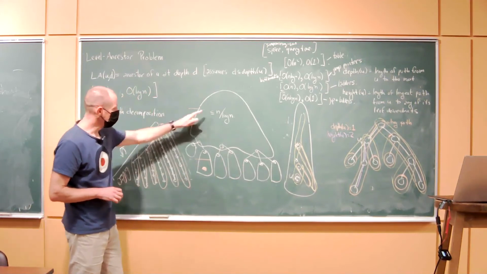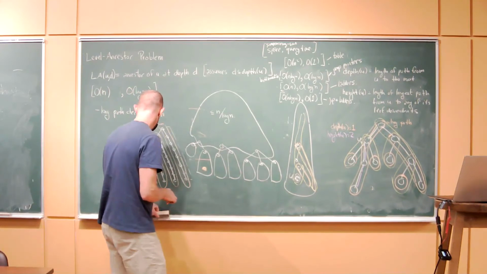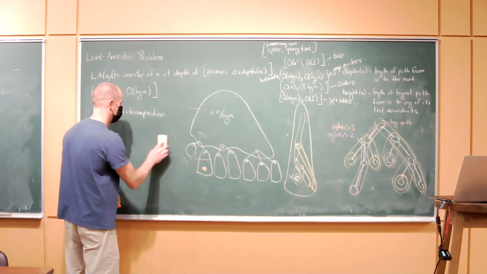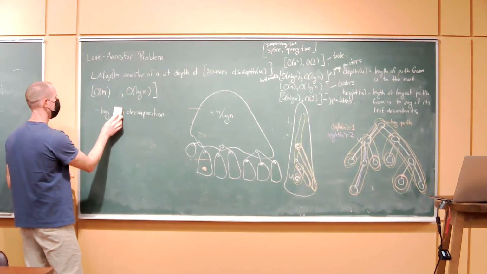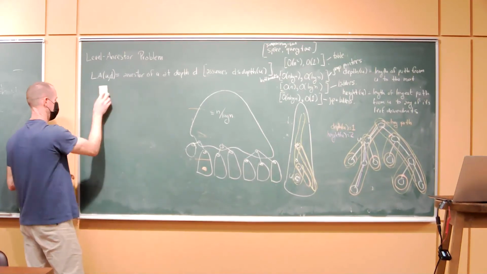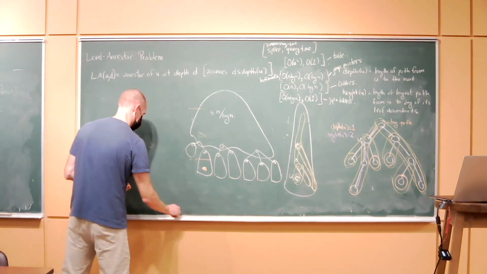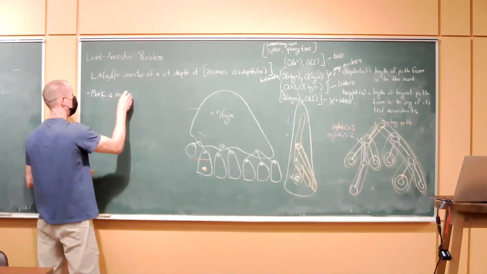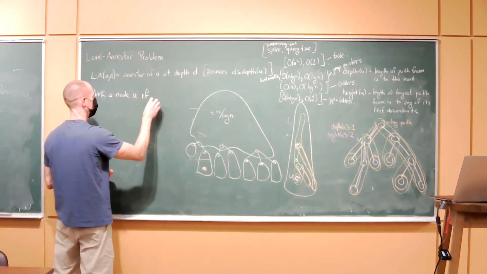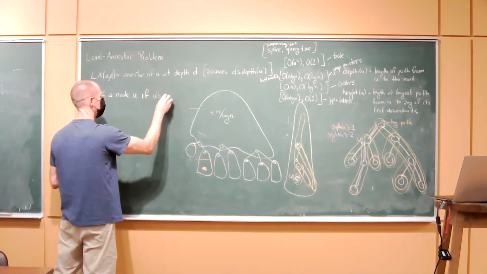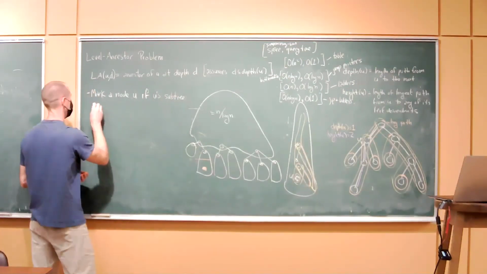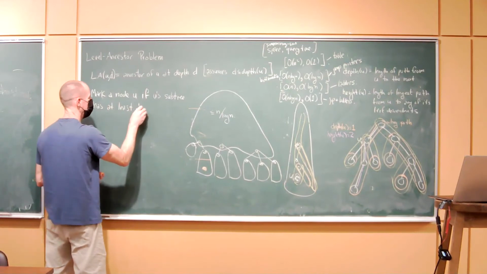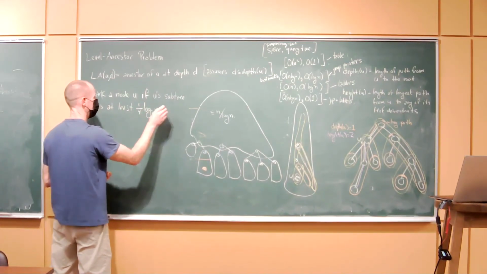But first, before we do that, let's see how we get this tree. So what we're going to do is say that we mark a node U if U's subtree has at least, here comes a magic number, 1/4 log base 2 of n nodes in it.